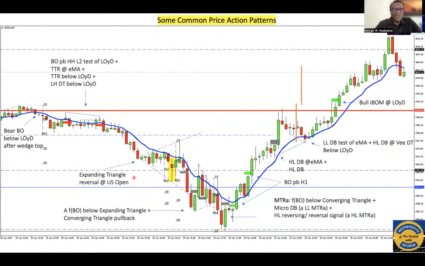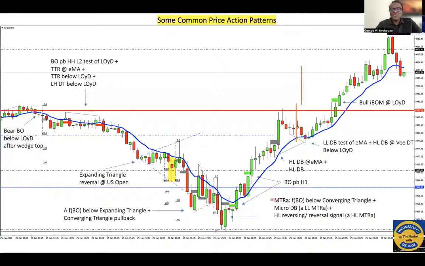Now, just a quick recap. So expanding triangle, the US Open. Expanding triangle is breakout mode. We expect the market to reverse at the top or reverse at the bottom. Converging triangle is also breakout mode. We expect any breakout to fail and the market to come back to the apex, which it did.